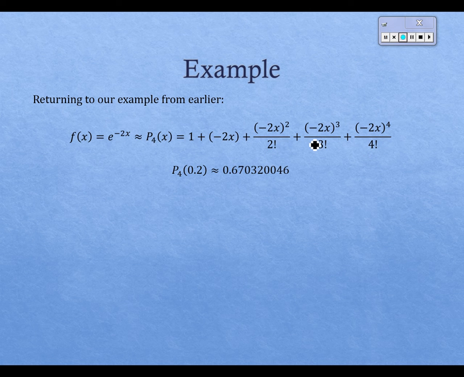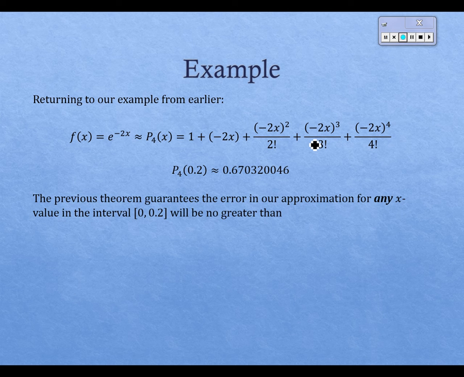So here's an example we just did. Notice here I just copied the thing we did before. We calculated the fourth order Taylor polynomial, and we plugged in 0.2, and this is what we got. And what our previous theorem says is it guarantees that for any x value in the interval 0 to 0.2, the error will be no greater than this.